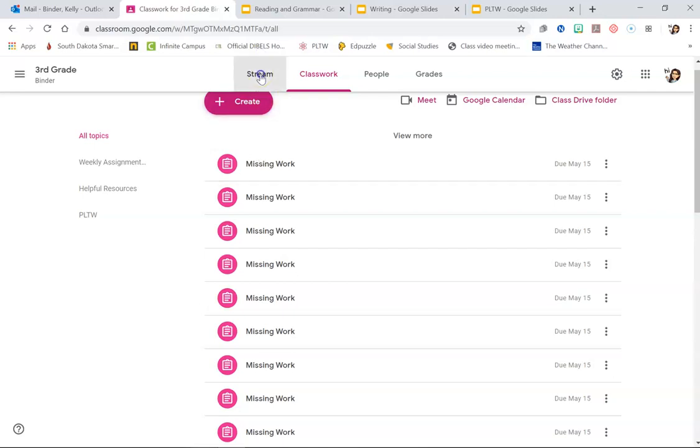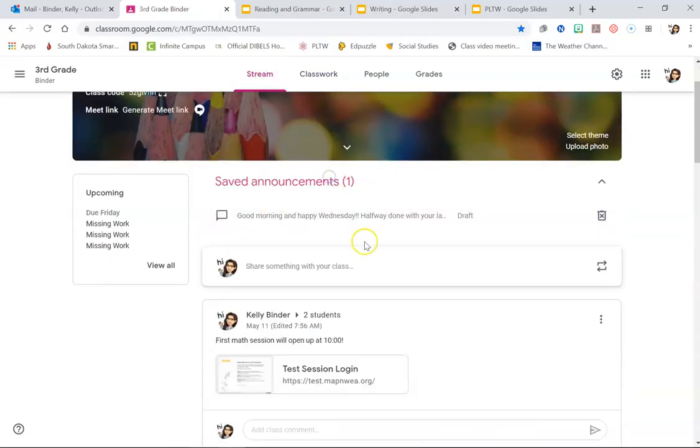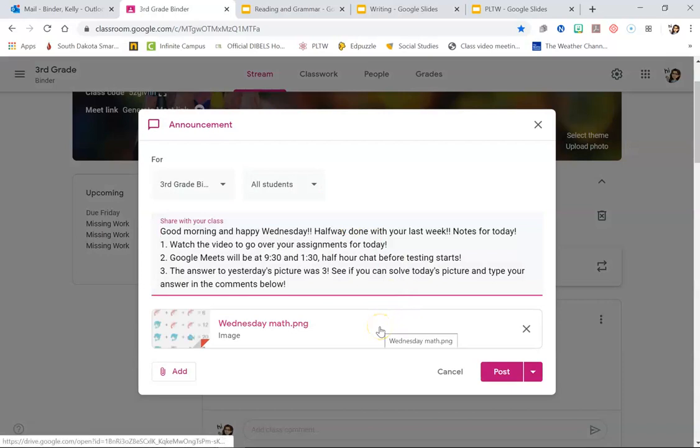The announcement for today is the Google Meets will be at 9:30 and 1:30 today. We'll have half-hour chats before NWEA testing starts. And today, I want you all to bring at least one or two jokes with you. We're going to share some jokes during our Google Meet today. So bring at least one or two jokes, or a riddle, it can be a riddle too, to the chat if you're going to join today at 9:30 or at 1:30. So we can have some fun before we start testing this morning.